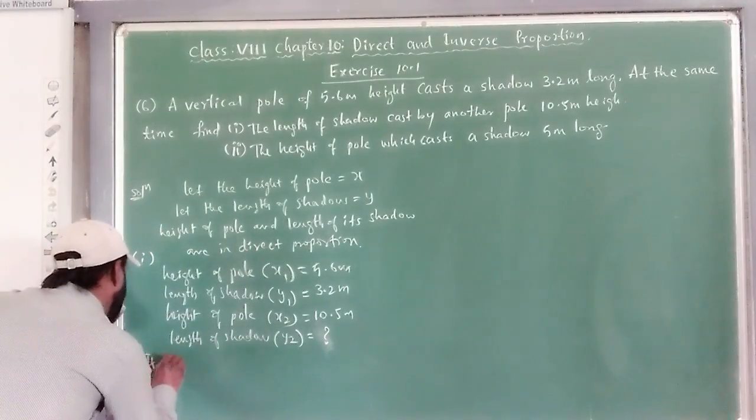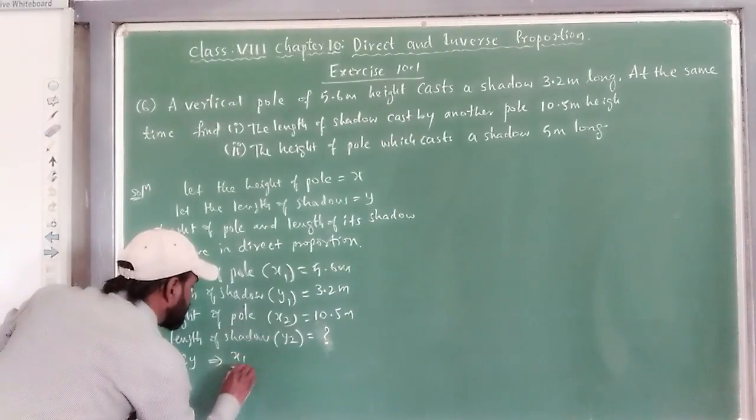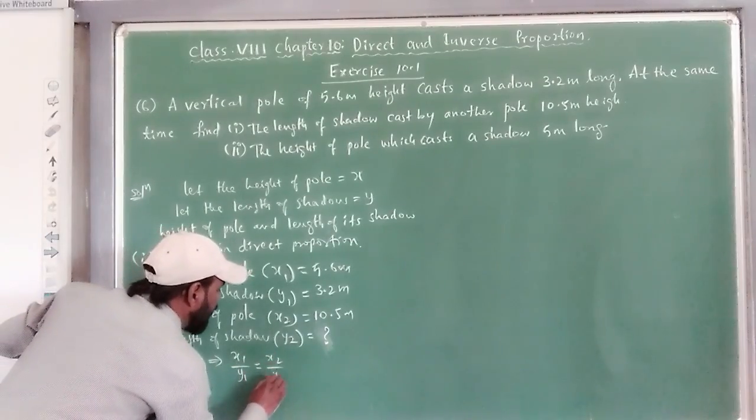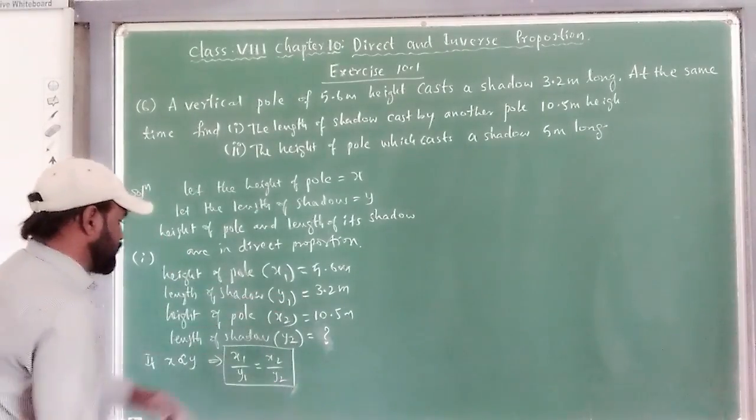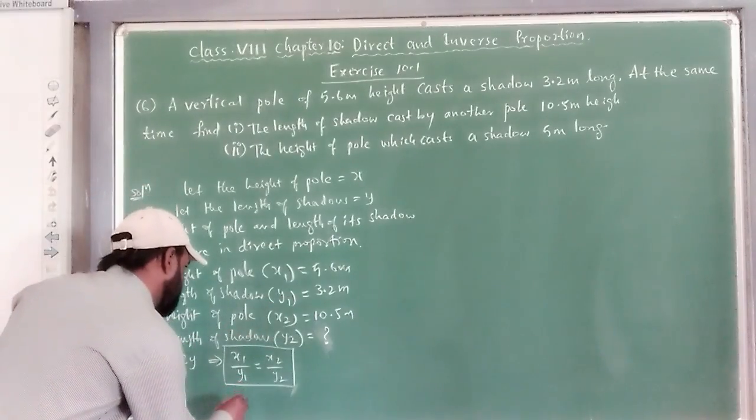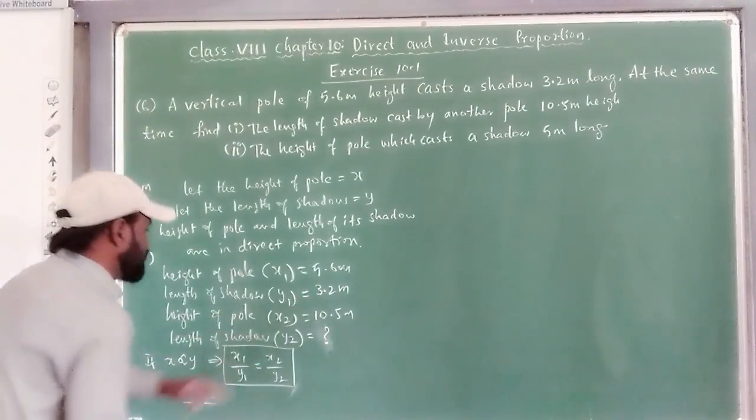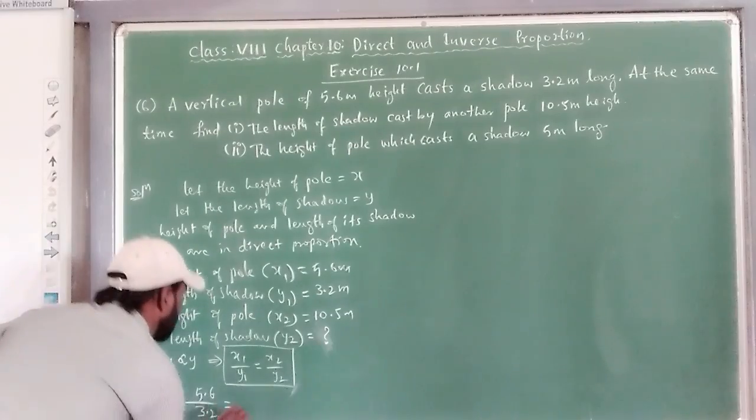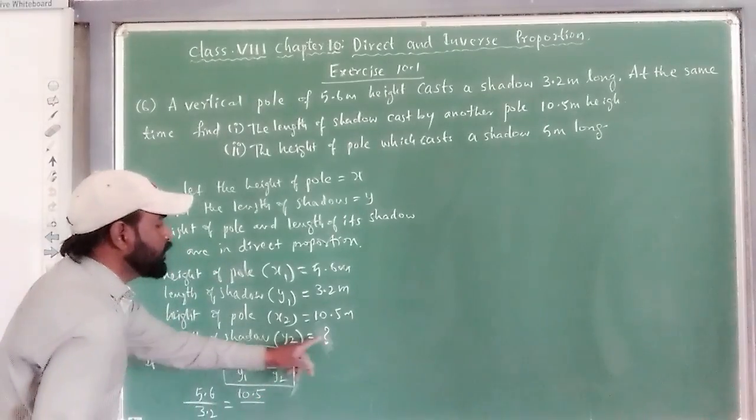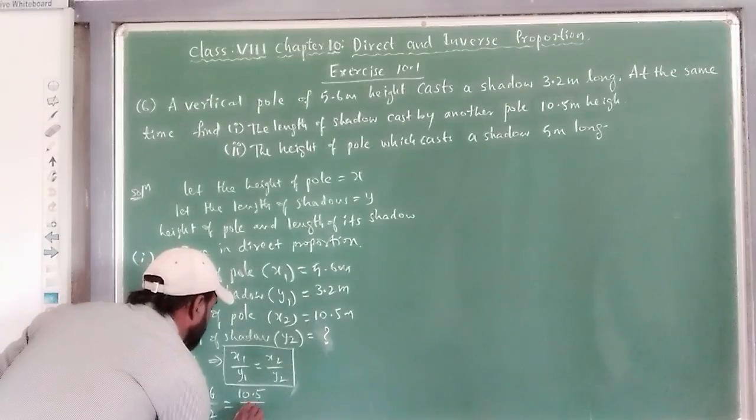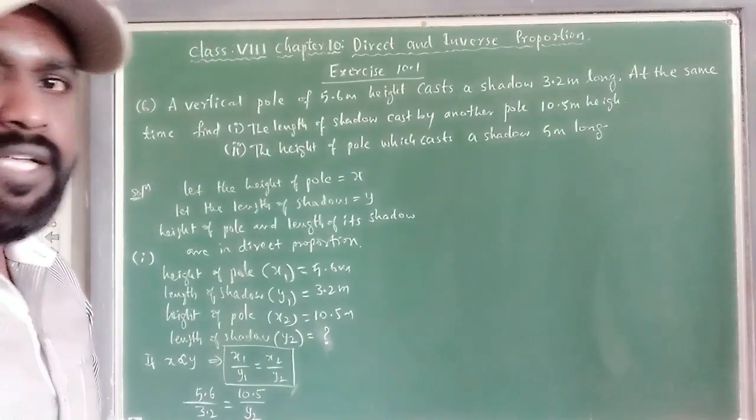So if x is directly proportional to y, what do we need to write? The relation x1 by y1 is equal to x2 by y2. In this equation, we substitute our values. x1 is 5.6, so 5.6 divided by y1, which is 3.2, equals x2, which is 10.5, by y2, which is what we are finding. So y2 we write as it is. After this, we go for the cross multiplication.